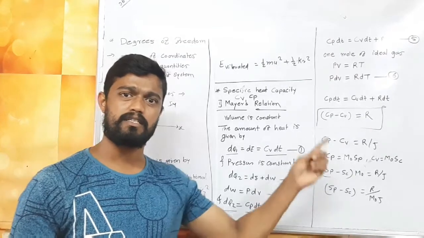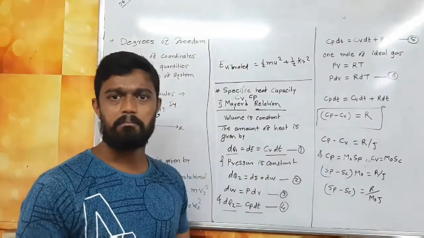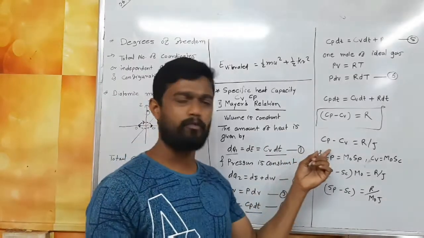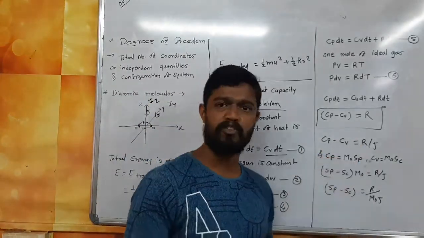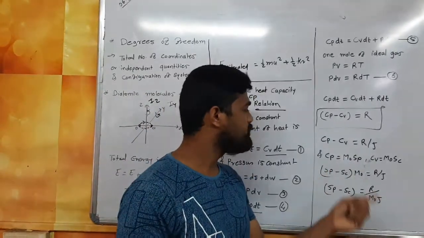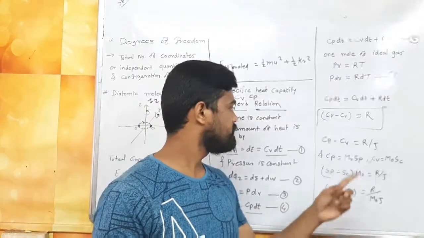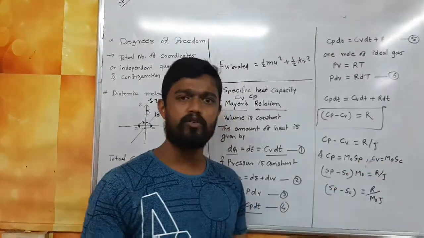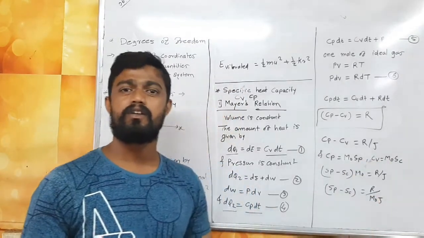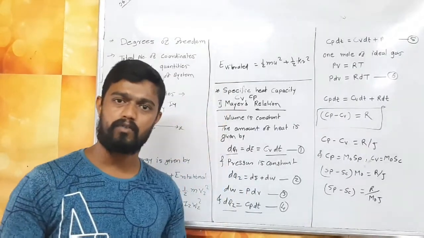This equation is defined as the Mayer relation. Now we modify this equation. What do we modify? Cp minus Cv is equal to R upon J. Cp is equal to M0 Sp. M0 is defined as molar mass, Sp is defined as specific heat at constant pressure. Cv is equal to M0 Sv, where M0 is again the molar mass, and Sv is defined as specific heat at constant volume.